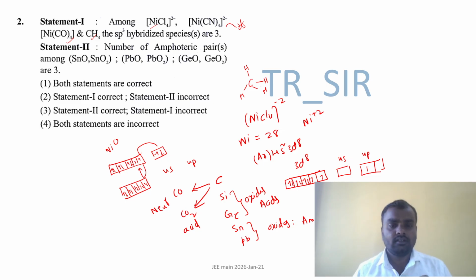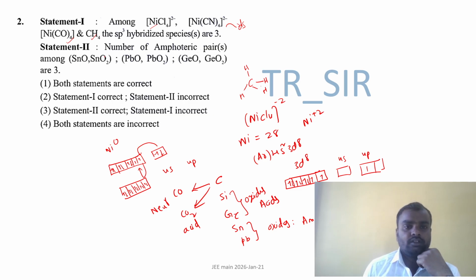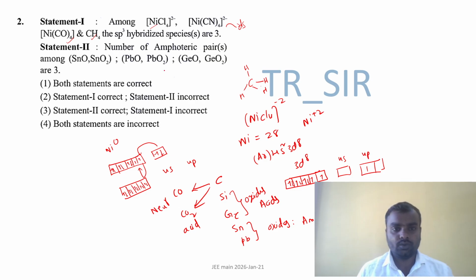The given statement was the number of amphoteric pairs among them. Here these two are amphoteric, so there are four amphoteric species there, but they have given two. That means statement one is correct, statement two is wrong. So option B is the right answer for this question: statement one is correct, statement two is wrong.